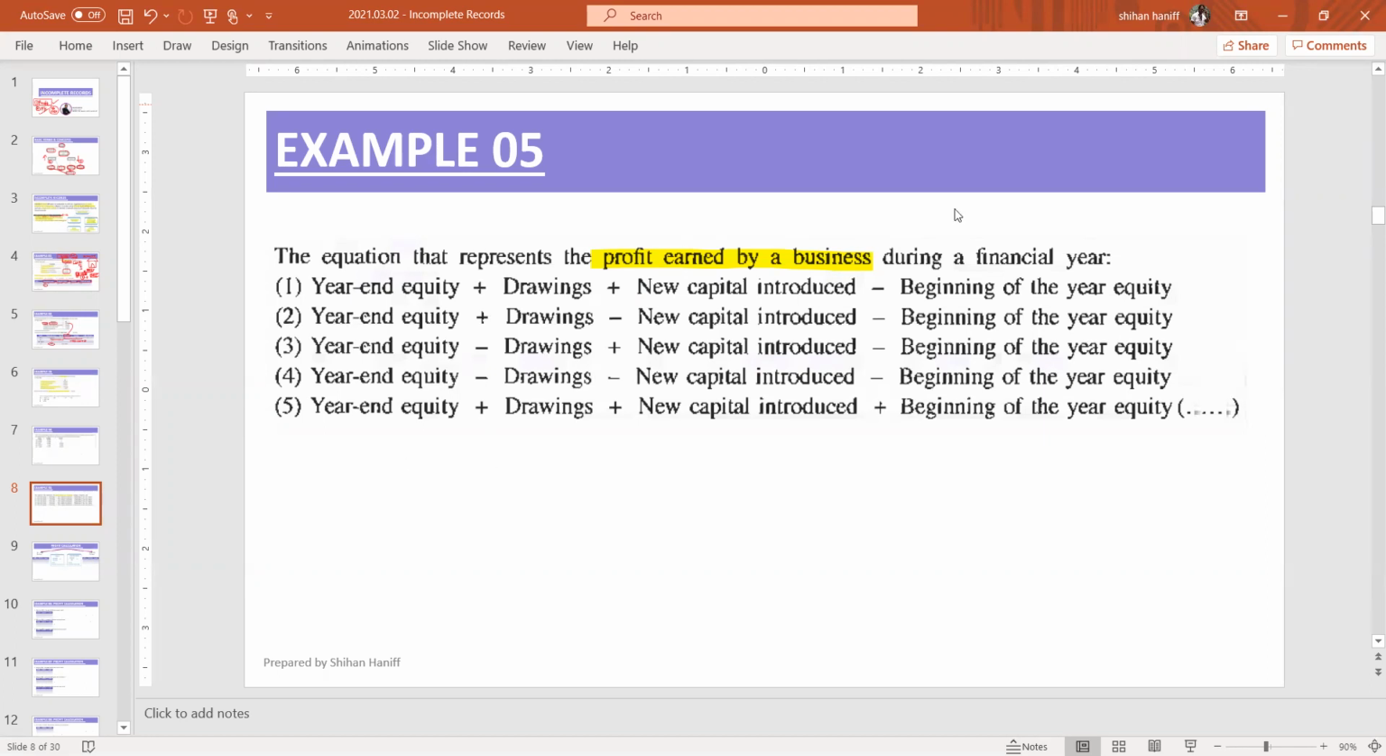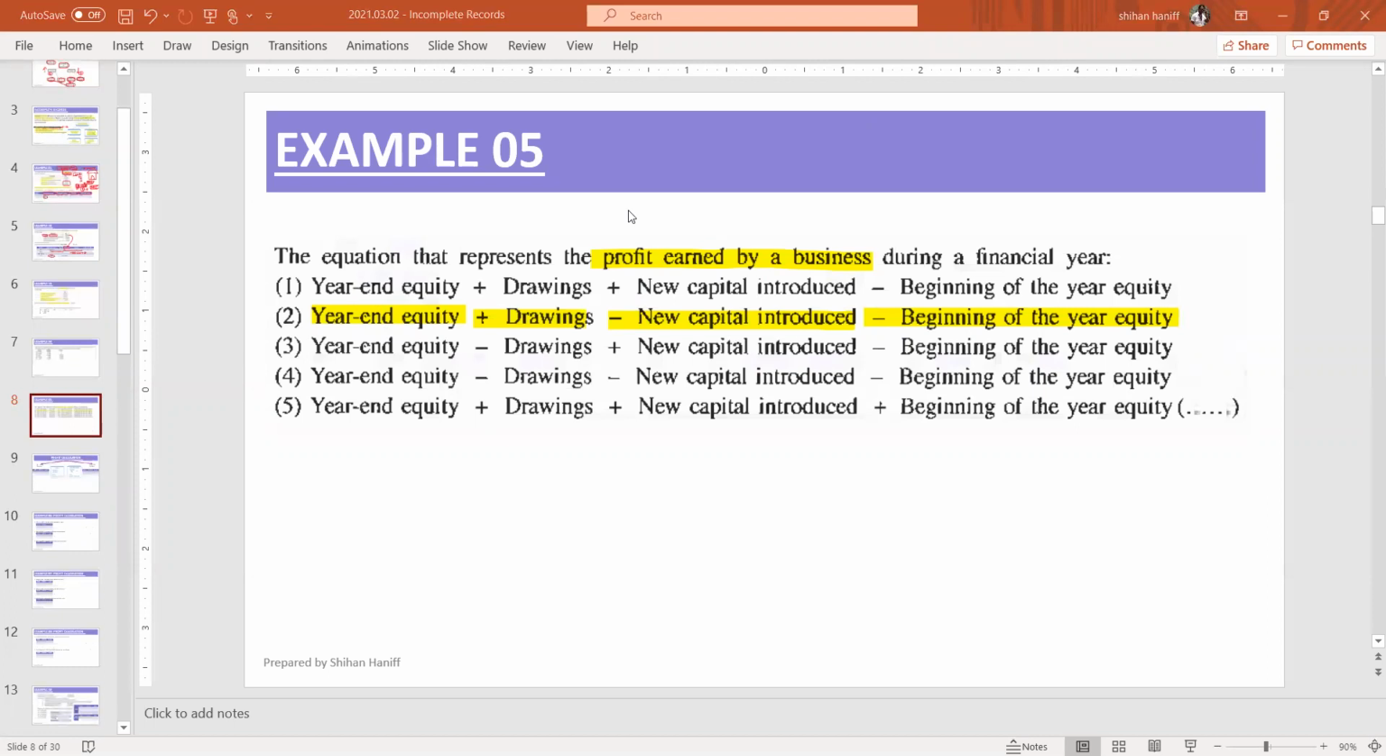The correct answer is closing capital minus opening capital, right? Year end equity minus beginning of the year equity plus drawings minus new capital introduced. New capital is minus, it's the additional capital. Drawings will be plus. So answer is number 2. Right.